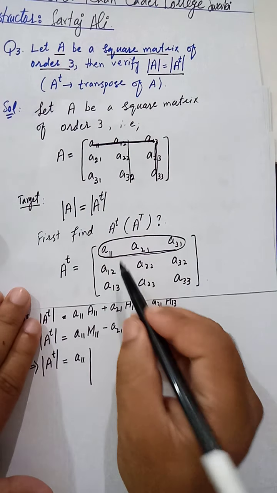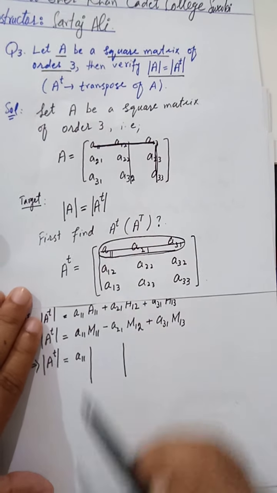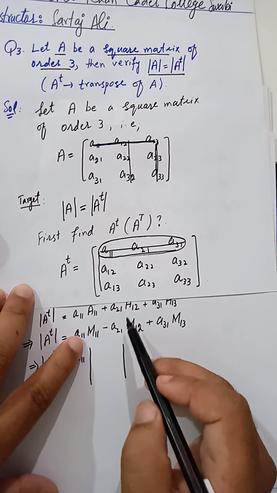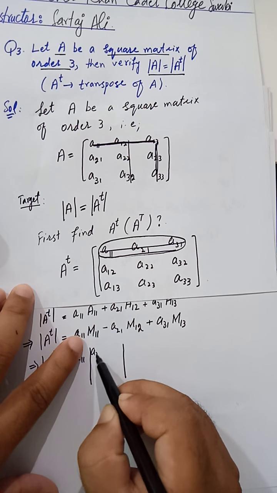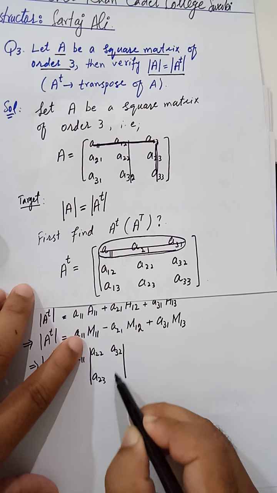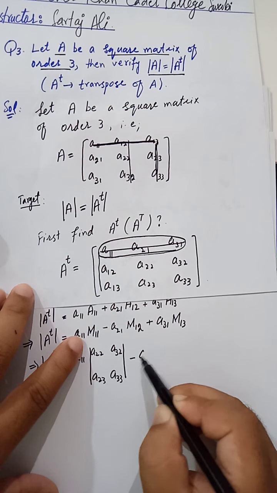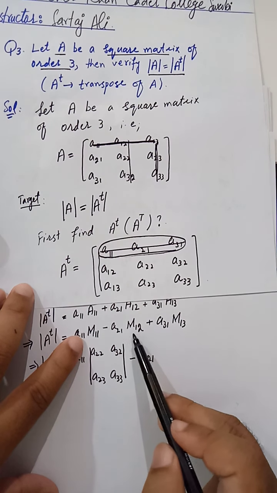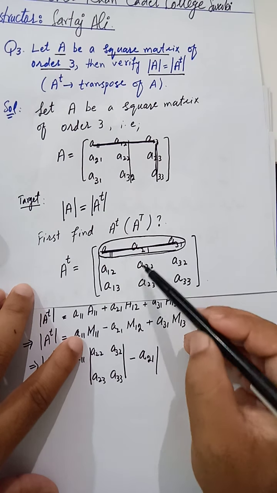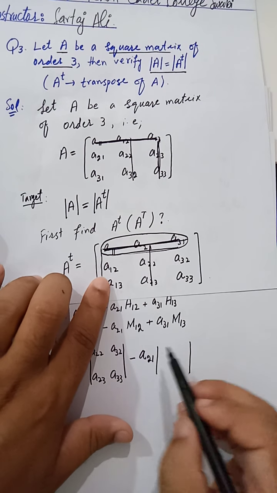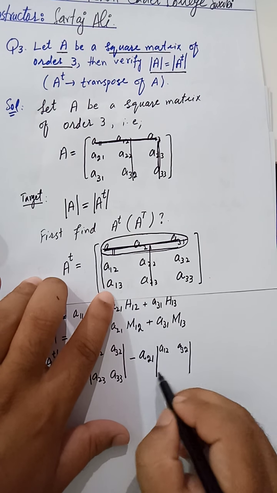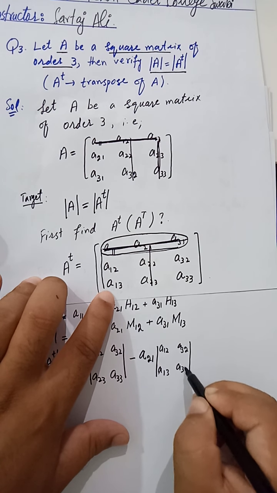So cancel out the first row and first column. Whenever you cancel the first row and first column, take the determinant of the rest of the matrix, so that will be capital M11. So A22, A32, A23, A33 minus A21. How can you find M12? You need to cancel out the first row and second column and take the determinant of the rest of the matrix, which is A12, A32, A13, A33.